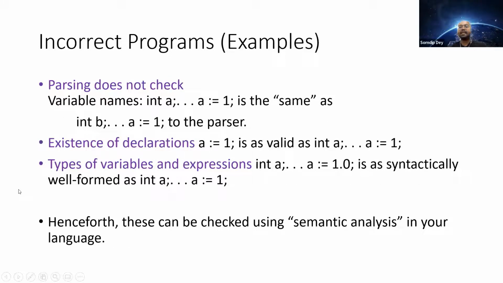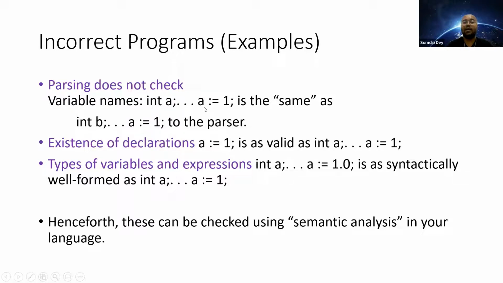So let's take this example: what parsing can check and what parsing cannot check. Let's say the input string that your lexer and parser process is int a, where a equals 1. So here you are declaring a variable a which is an integer, and the value 1 is assigned to it.